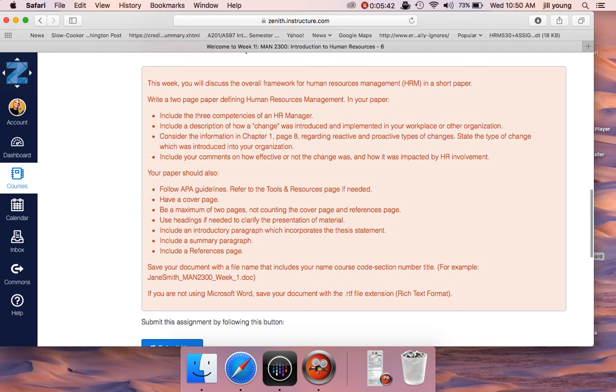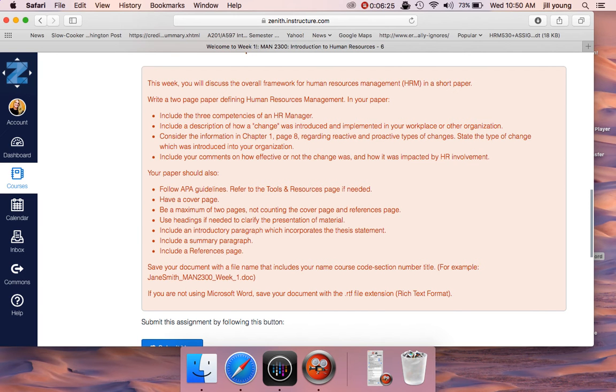Anyway, so 2 pages, maximum of 2 pages, minimum of 2 pages. That means 2 pages. Try to keep it right there. Don't give me a 3 or 4 or 5 page paper, because it's not necessary for this. Have a cover page. You need to follow APA format. And always have an introduction and a conclusion paragraph. That's important for every paper that you would write. You need to open up with a little bit of background and close with a nice summary that ties everything together in the paper.